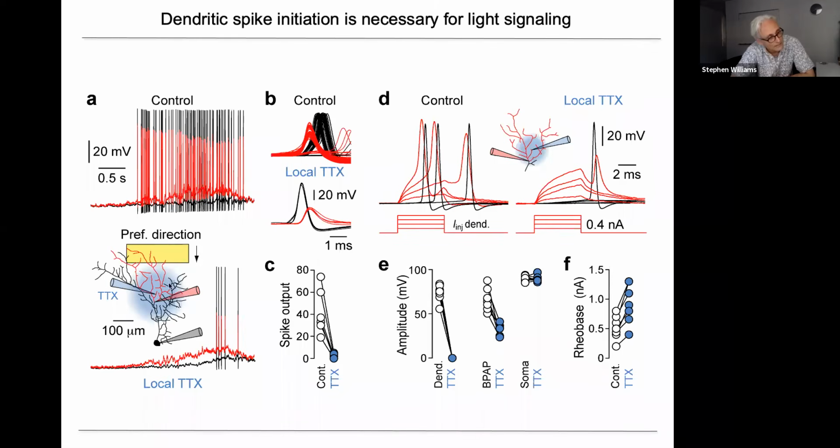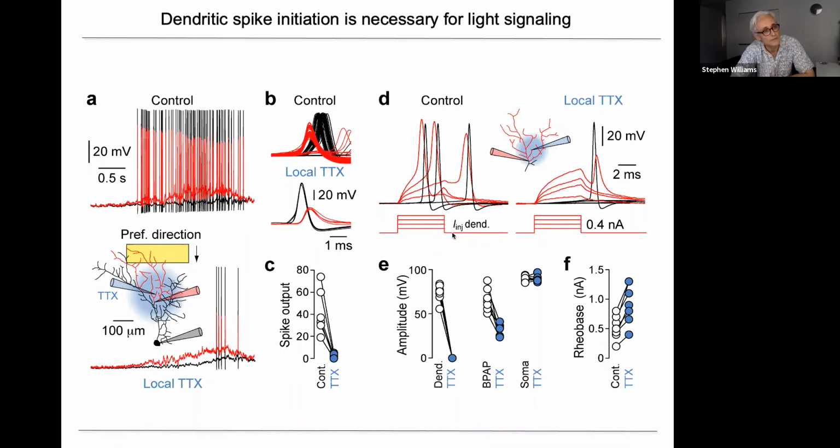A preferred direction light stimulus here is sweeping through the dendritic arbor of a DS cell. It is recorded from the soma and the dendrite, and we puff TTX locally within the dendritic arbor. Here is the action potential firing evoked under control conditions, and here following local application of TTX. Clearly, within the area of TTX application, all the action potential firing has been blocked because of the blockade of dendritic spikes. And that's shown very clearly here.